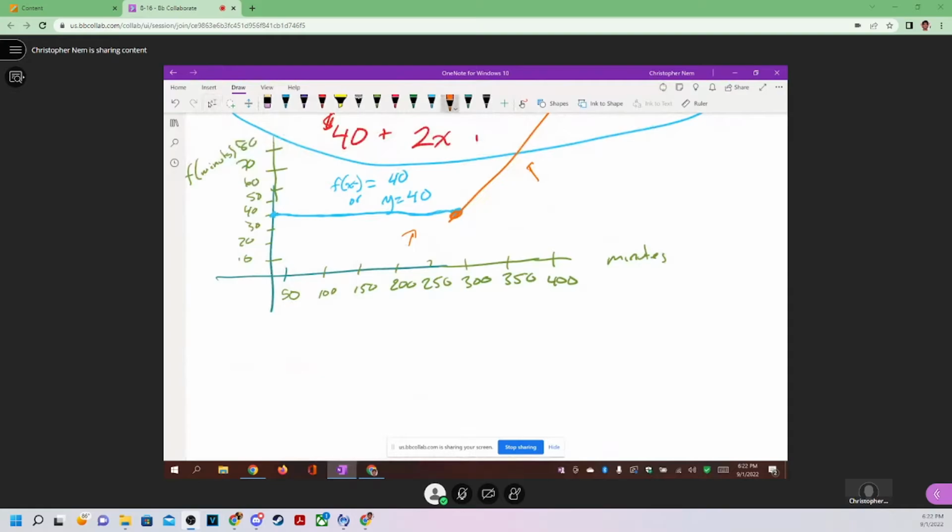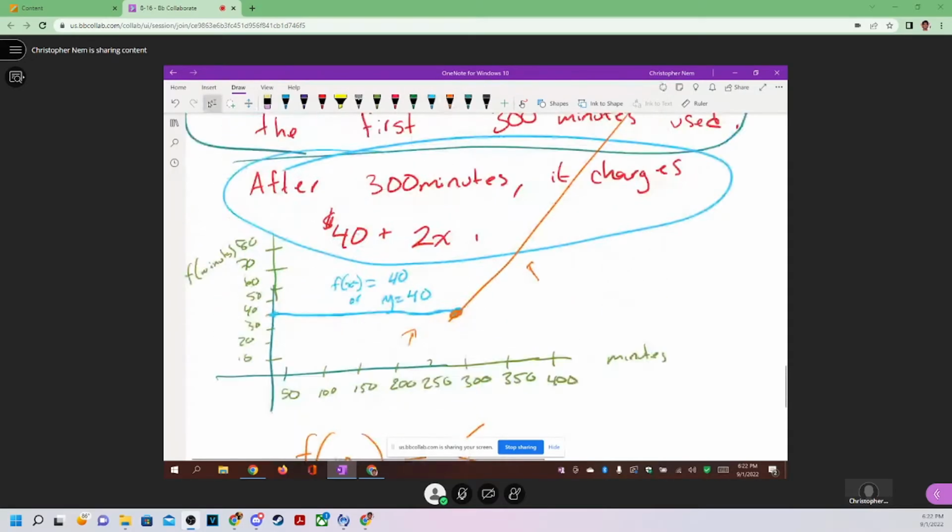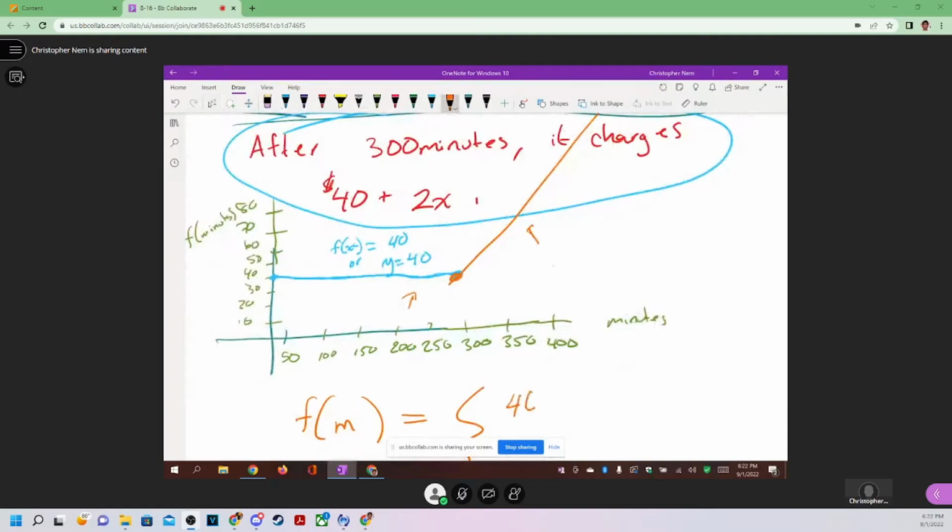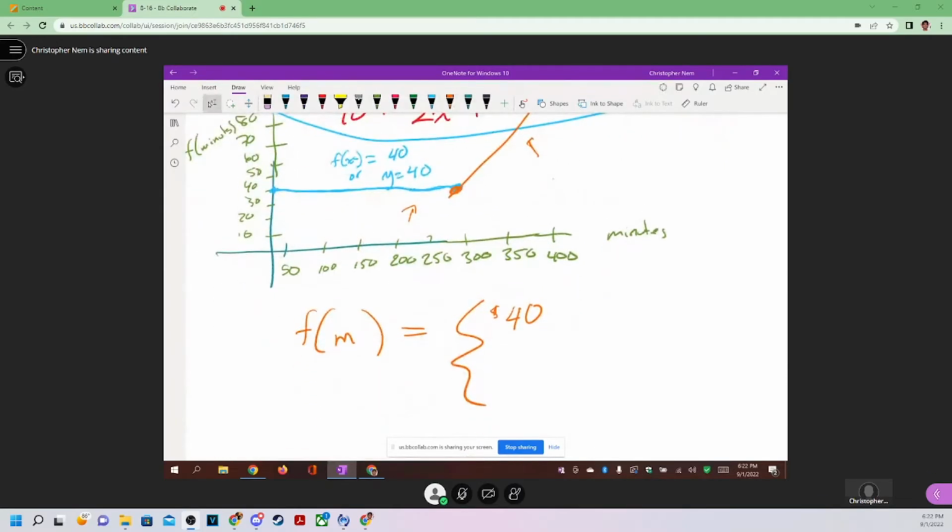Well, we can say that the function of minutes, let's use m for minutes, is going to be expressed as, hey, the first part of the equation was only $40. It was a flat fee. There's no rate or anything I have to worry about. It's just $40. But this only happened for the first 300 minutes. So for m in between 0 to 300, this is how much I'm paying, $40. Now, after 300 minutes, you're paying $40 plus 2x.